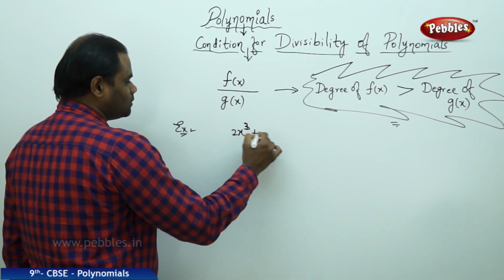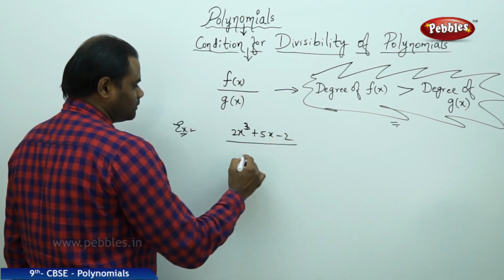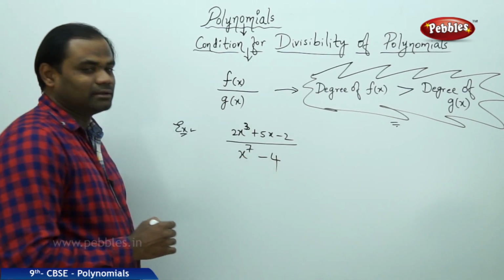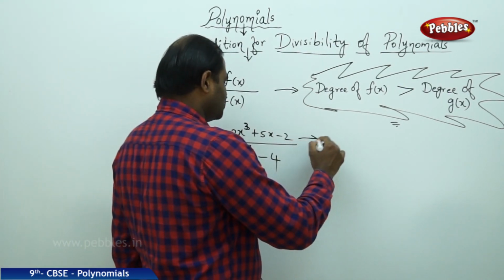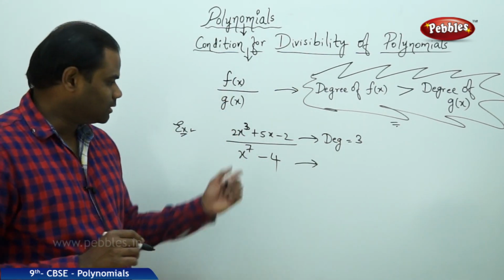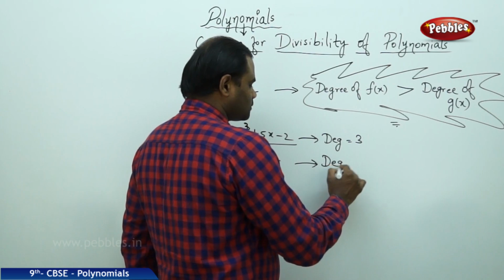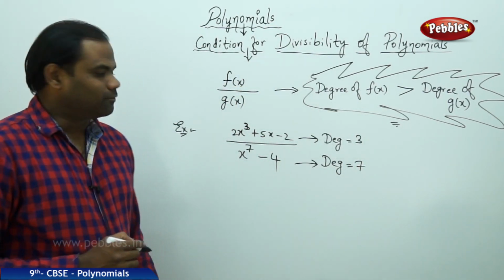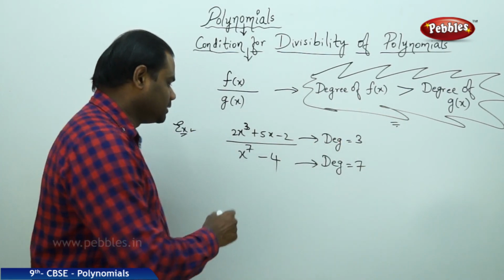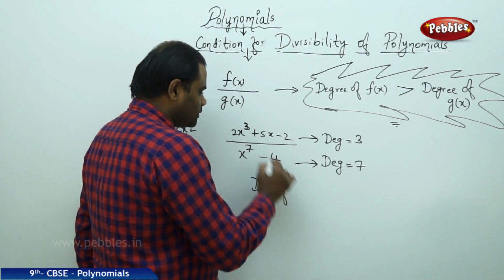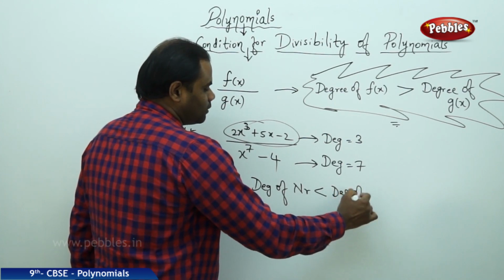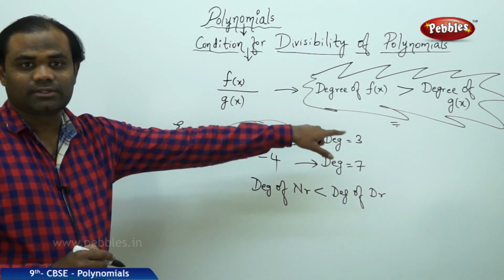2x cubed plus 5x minus 2 by x to the power 7 minus 4, then clearly I see that the degree of the polynomial in the numerator is 3 and the degree of the polynomial in the denominator is 7. Therefore, I don't have my condition satisfied here, because clearly in this case the degree of the numerator is less than the degree of the denominator, in this case 3 less than 7.